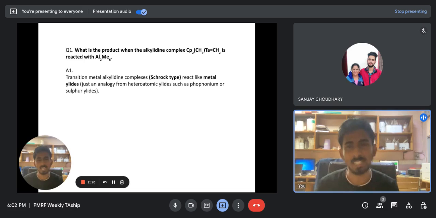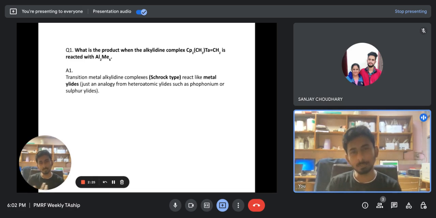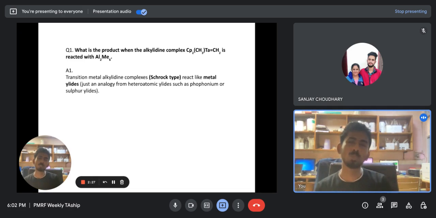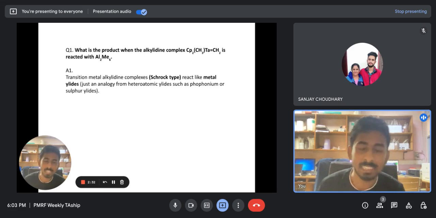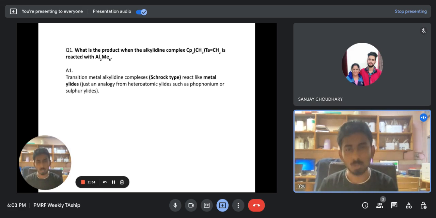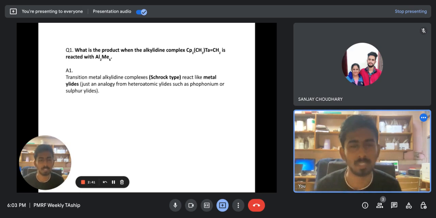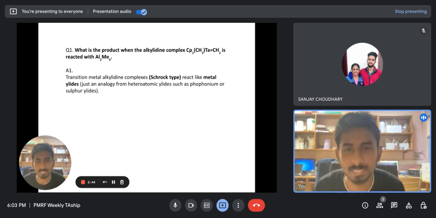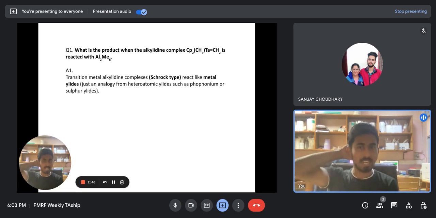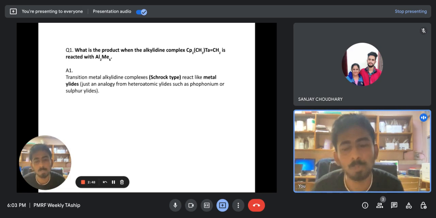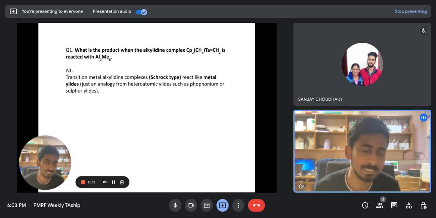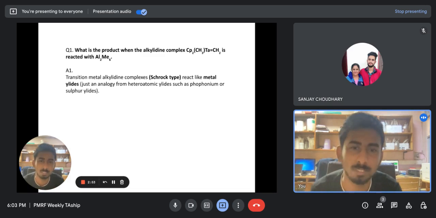When it is reacted with Al2Me6, note that Al2Me6 is basically a Lewis acid. Group 13 complexes, like boron or aluminium complexes, act as very strong Lewis acids. Al2Me6 is the dimeric form of trimethylaluminium. It is also a reducing agent as well as this kind of Lewis acid. So this is basically the reaction between a Schrock carbyne and a Lewis acid.